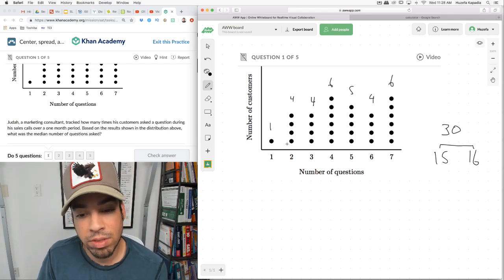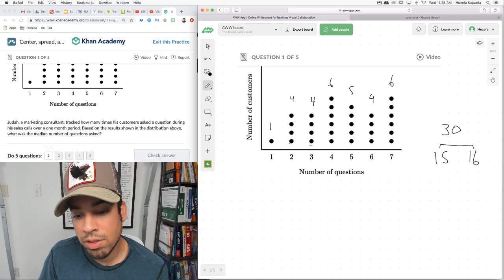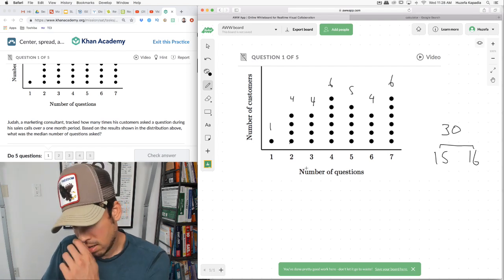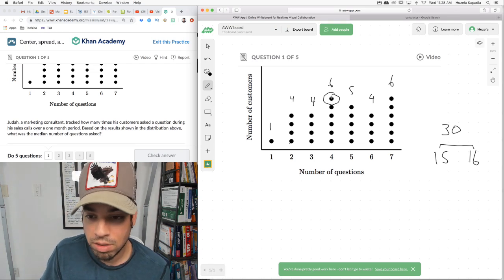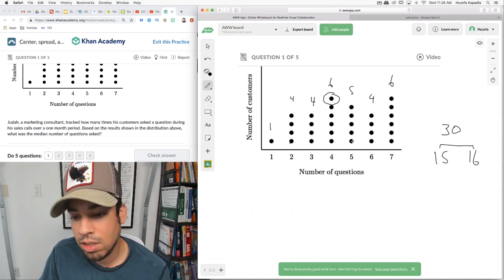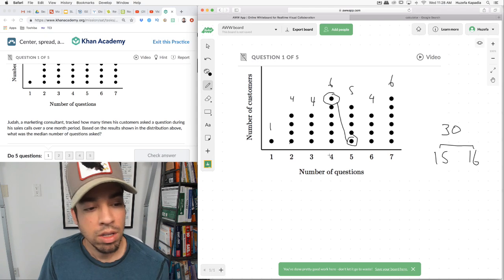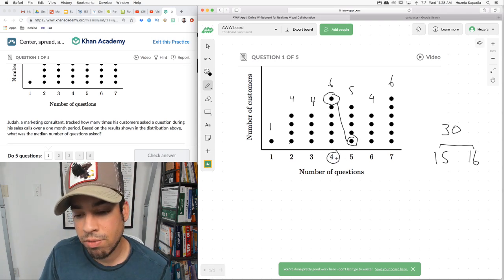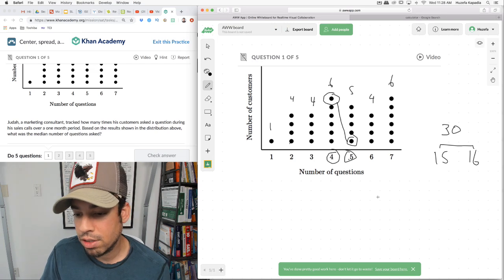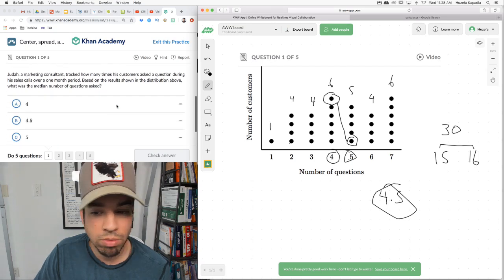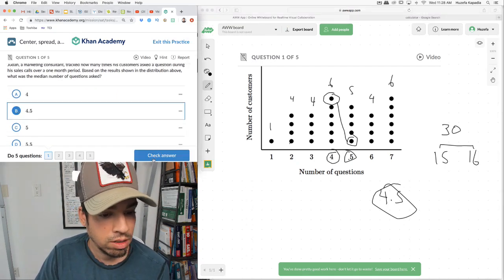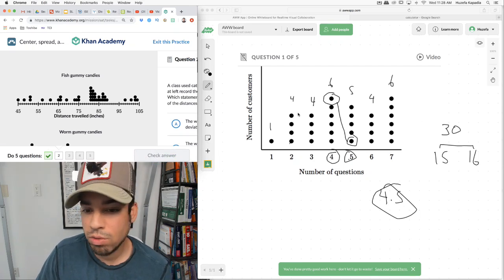So we've got to count up to the 15th. So 1, 2, 3, 4, 5, 6, 7, 8, 9, 10, 11, 12, 13, 14, 15, and 16. Okay, so you see my 15th guy is here. I should have just added these up. This is 15. And then my 16th value is here. So the median is in between 4 and 5. So we take the average of 4 and 5, which is 4.5. Whenever there's a median of an even number, that's what we do. We take the 2 middle values and take the average of them. And it is 4.5. All right, next question.